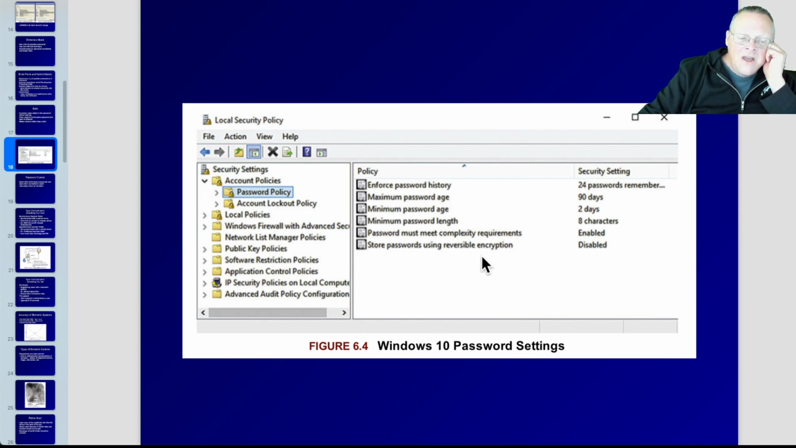And here's something where you store passwords using reversible encryption, which effectively stores them in plain text, and it's been disabled in every version of Windows for a long time by default. You would only enable this to make it interoperable with MS-DOS or something ridiculous like that. All right.